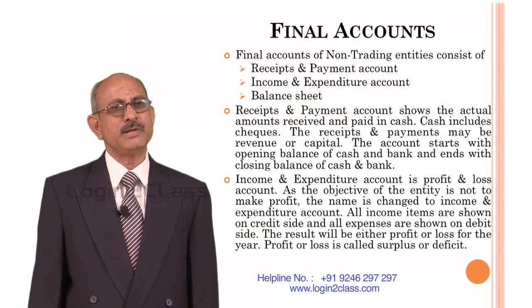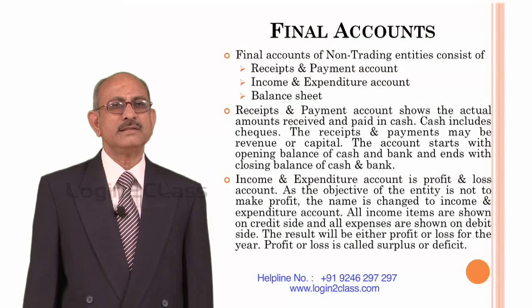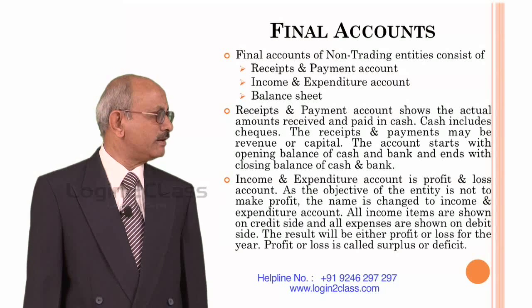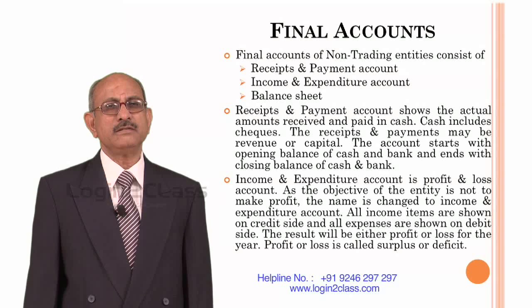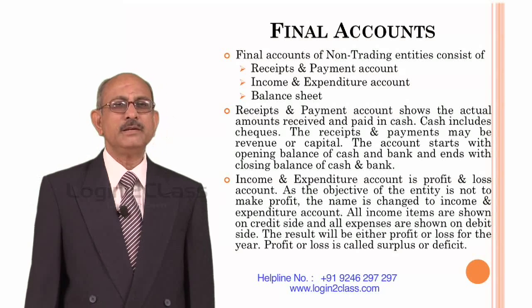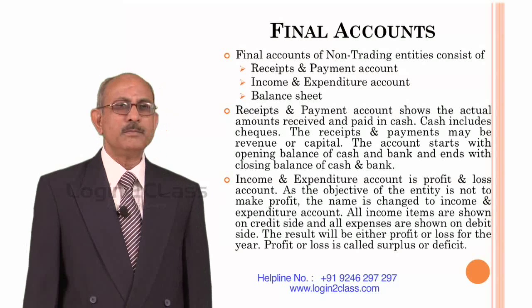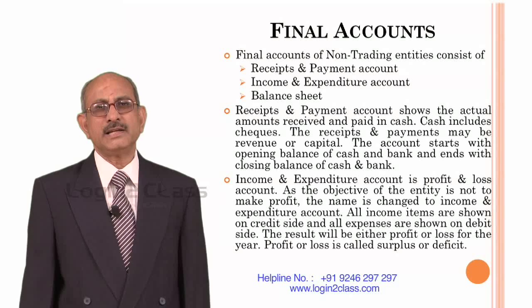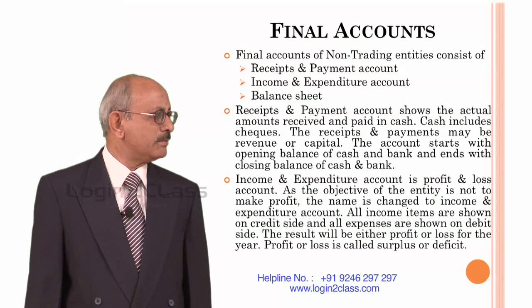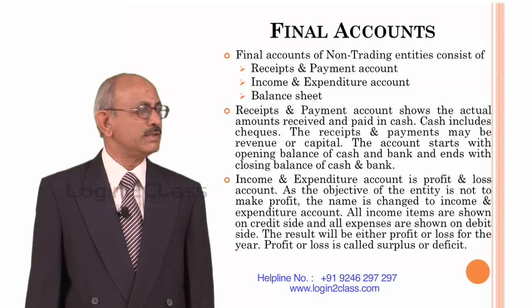And the second statement, as we know, is the income and expenditure account. It is the same as the profit and loss account. As the objective of the entity, a non-trading organization, is not to make profit, the name has been changed to income and expenditure account instead of calling it a profit and loss account. Just like a profit and loss account, all income items are shown on the credit side and all expenses are shown on the debit side.